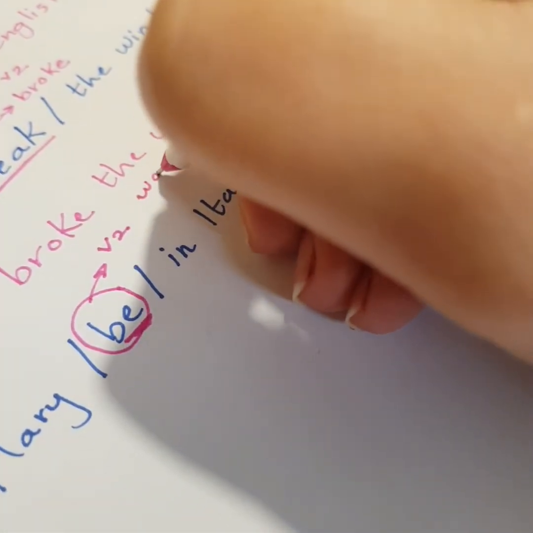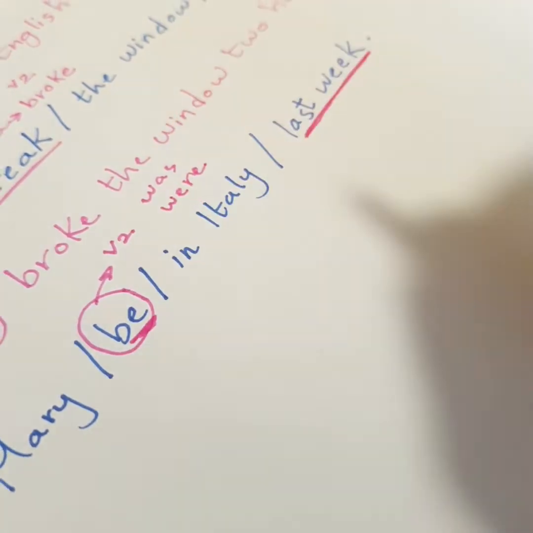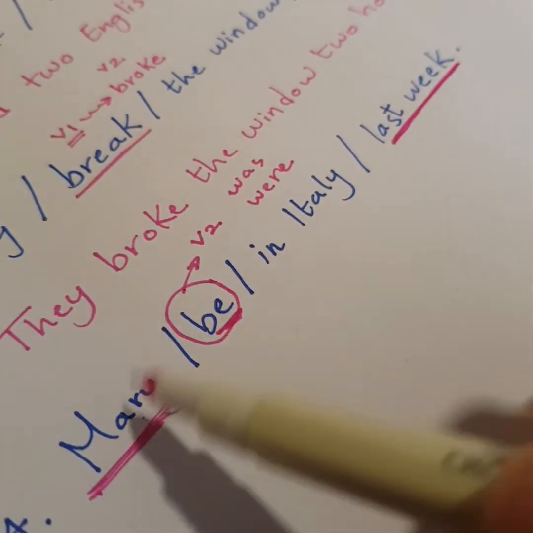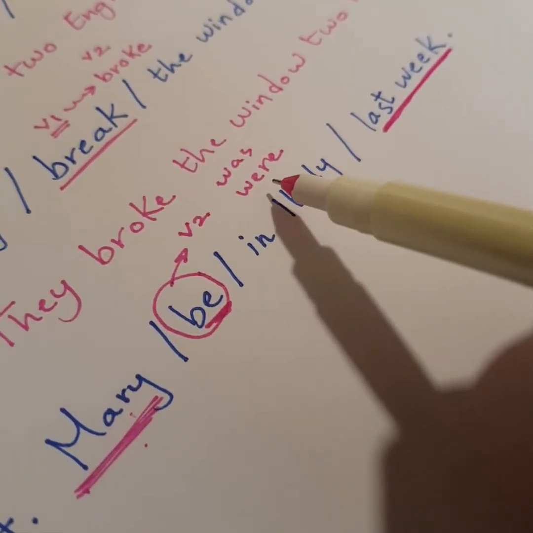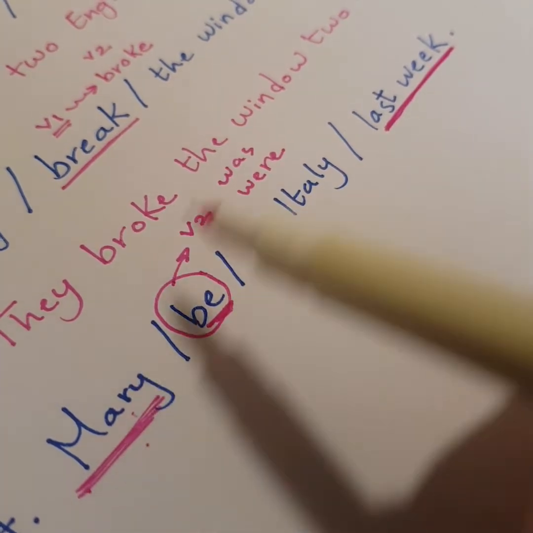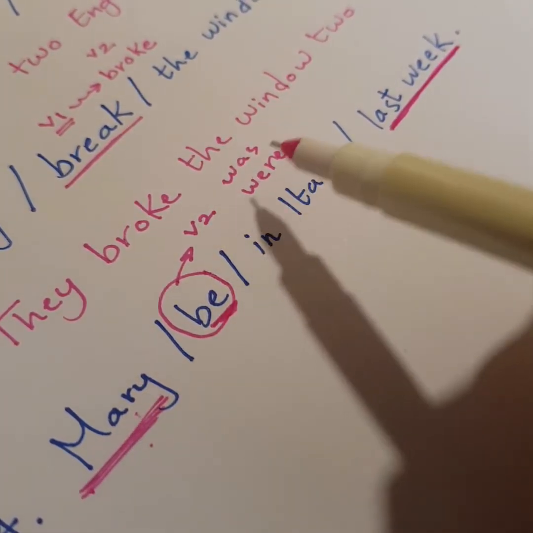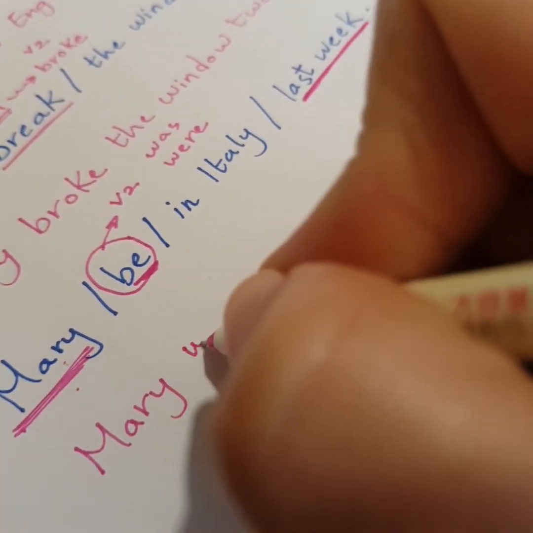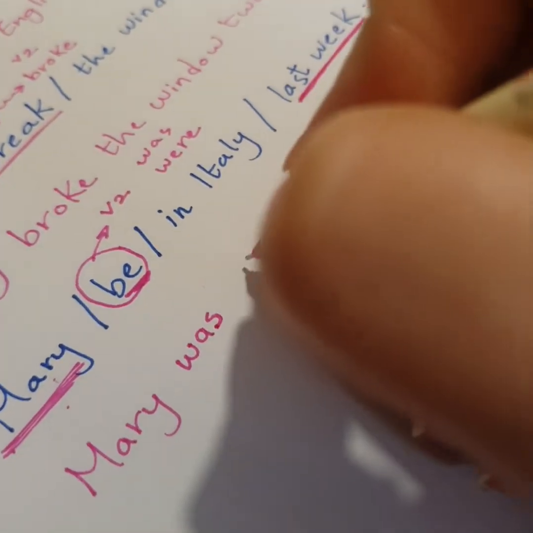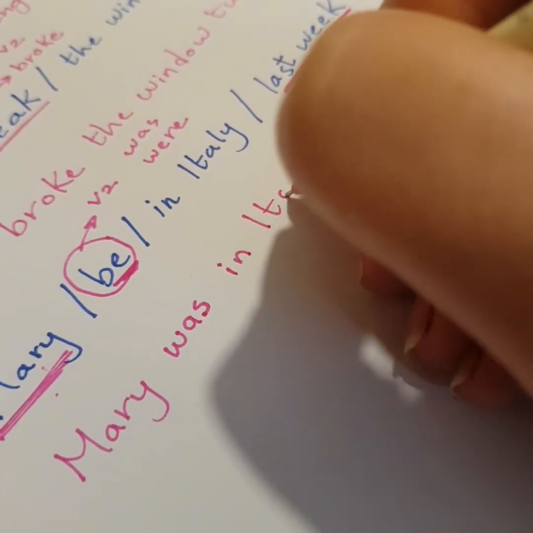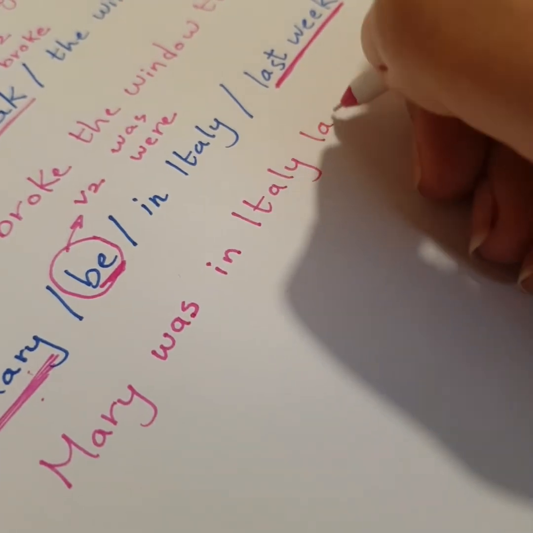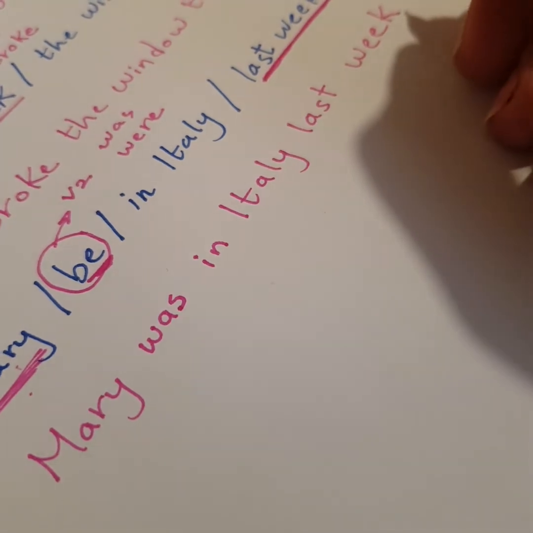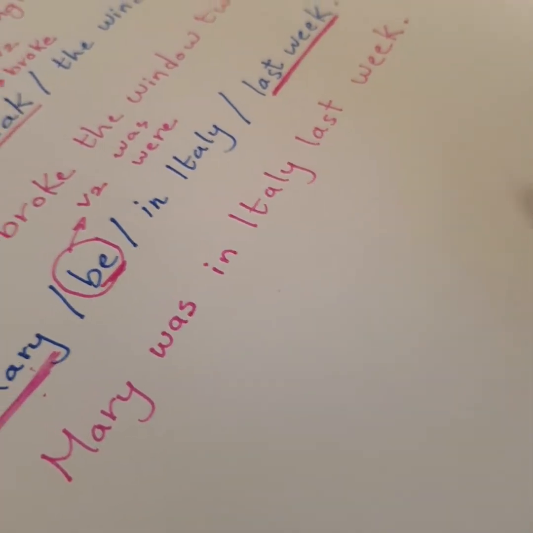So we have was or were. So we have to look at the subject now. We have Mary. So do we say Mary was or Mary were? It's a singular noun, so I have to use was. So Mary was in Italy last week. Mary was in Italy last week.